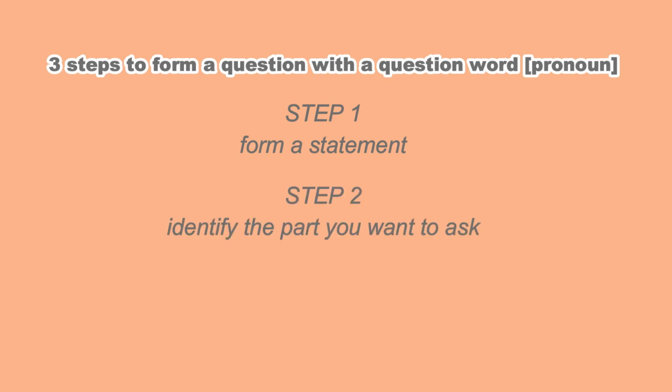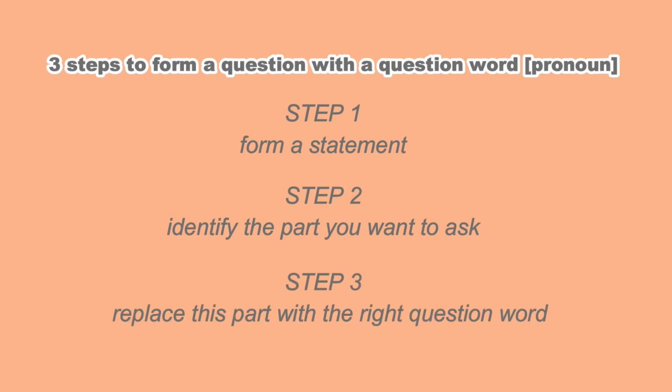Step 2, using this statement, identify the part you want to ask. In this case, we definitely want to ask about this place's name. Step 3, replace this part with the right question word. The right question word for this sentence is definitely where. So you need to replace that place's name with the right question word. Where in Chinese is 哪儿. And that's it. Simple, right?